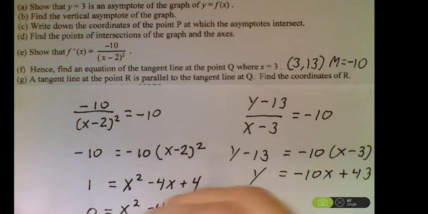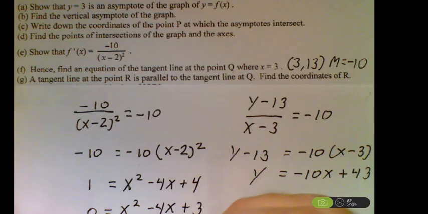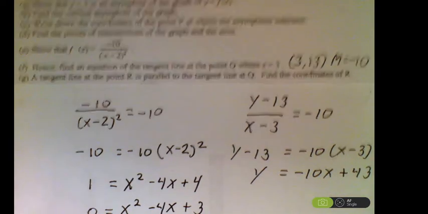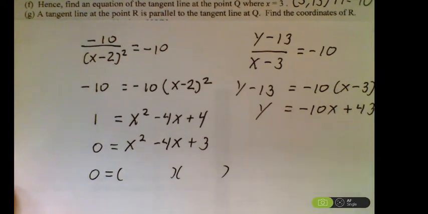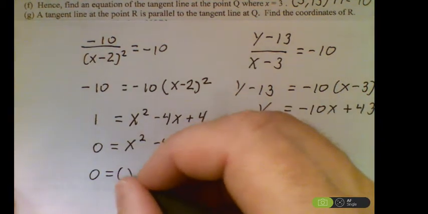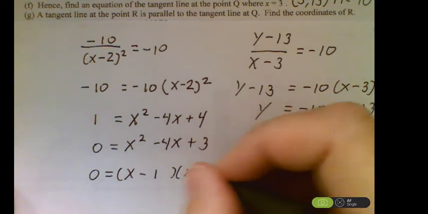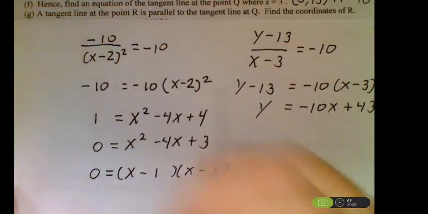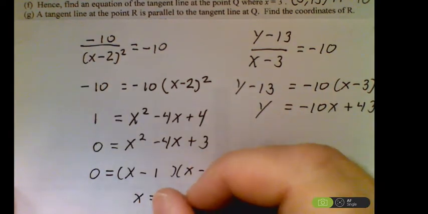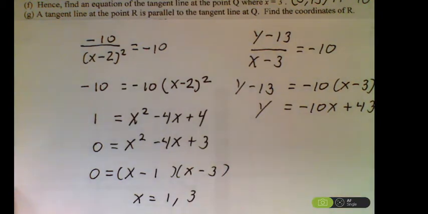And most likely we can factor these. It's pretty rare they give you something that's not factorable where you'd have to use the quadratic formula. So in this case we can use the negative 1, negative 3. So x equals 1 and 3. So we've got x coordinates.